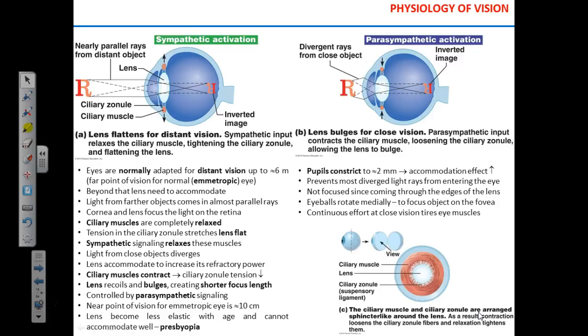Cornea and lens. Which structure is more refractory? Cornea. But which one can we regulate? The lens. Which muscles regulate the lens? Shape of the lens.